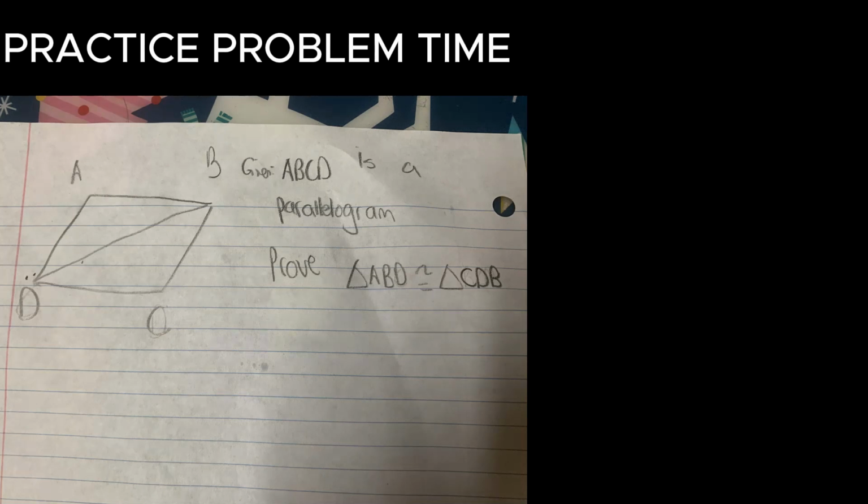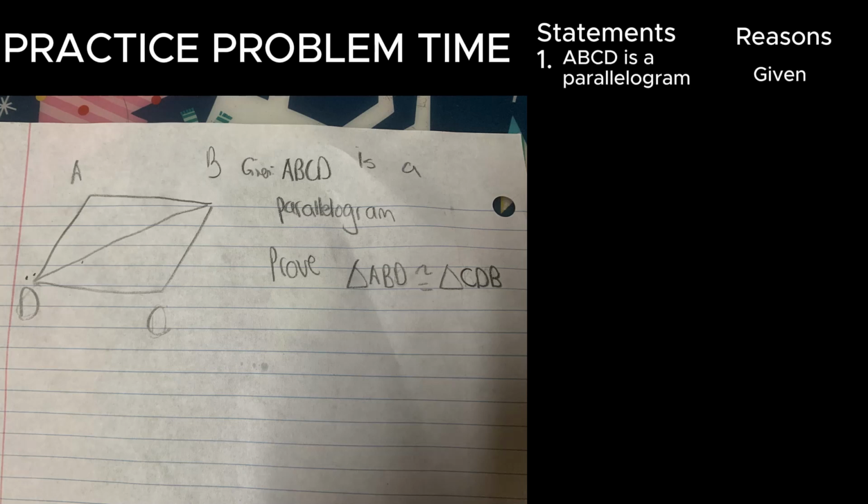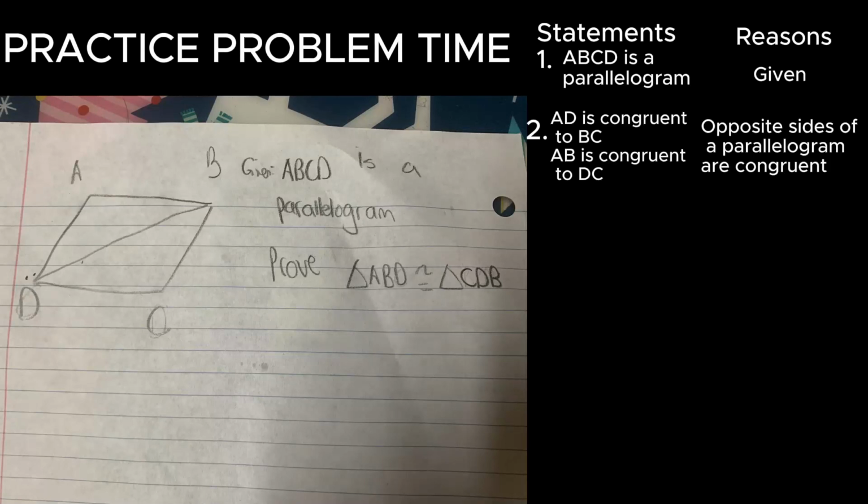And I'm assuming y'all have paused the video. So, let's start out. Statements and reasons, okay? Well, we always start out with our given statement. So, we're given that ABCD is a parallelogram. Now what? Well, what do we know about parallelograms? Opposite sides are congruent. So, AD is congruent to BC, and AB is congruent to DC. And our reason is opposite sides of parallelograms are congruent.